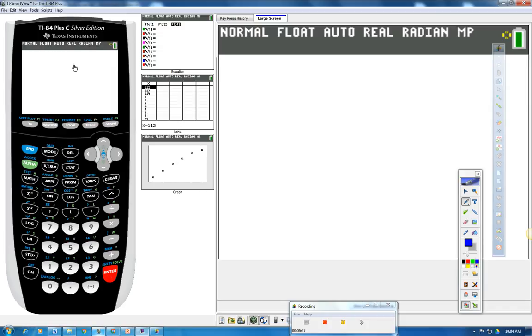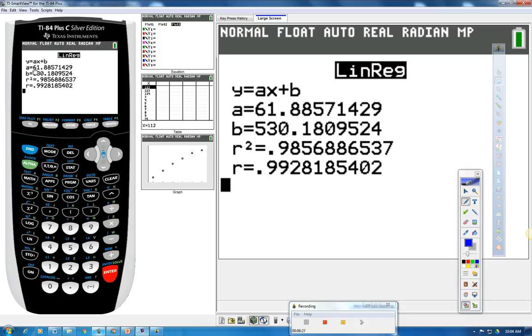Okay? After I go to calculate, I see a nice strong R value there. I see my slope, which is 61.88571429. I see my y-intercept, which is 530.1809524. Now you could round to write your equation in slope-intercept form from here.